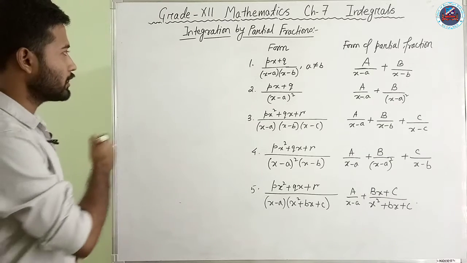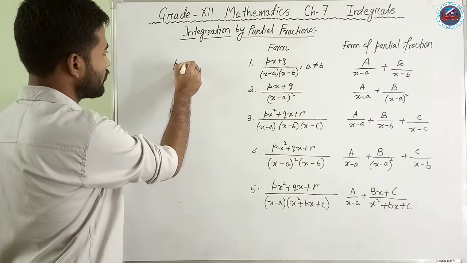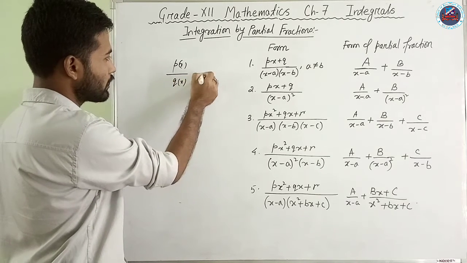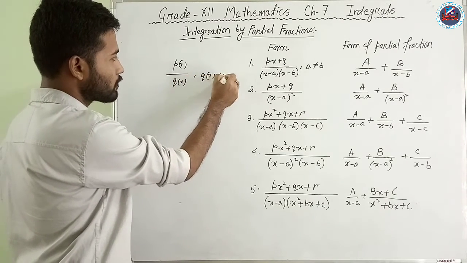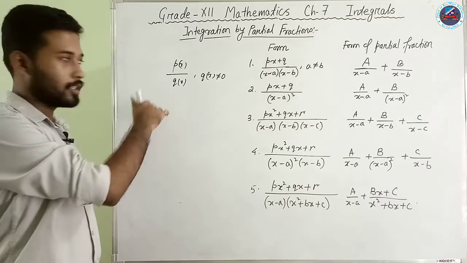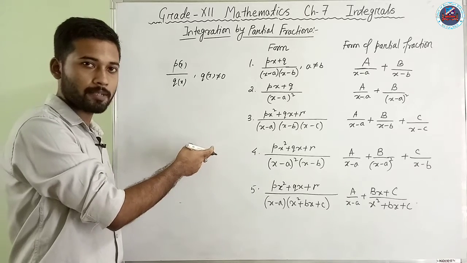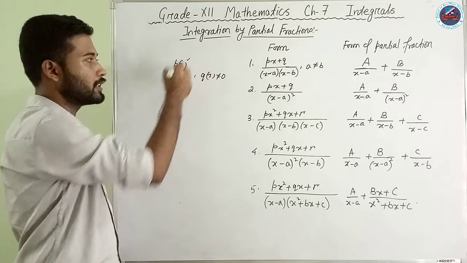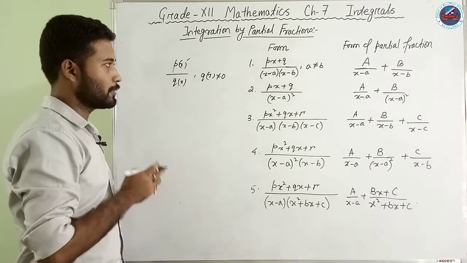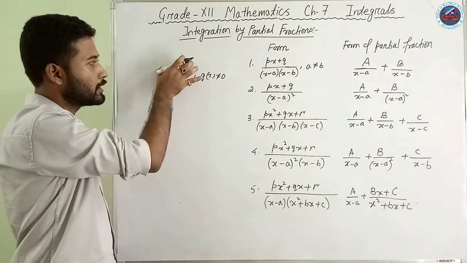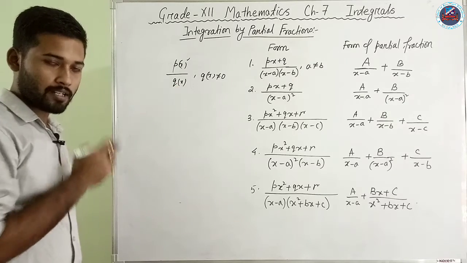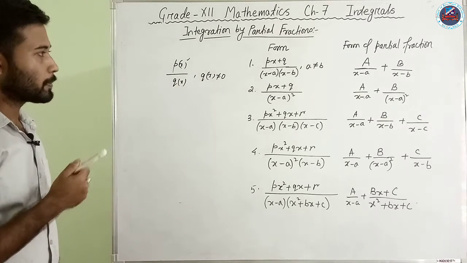Okay, so you have got in your previous classes the rational functions, that is of the form p(x) by q(x), where q(x) is not equal to 0. There are basically two types of rational functions. One is improper and another is proper. If the degree of p(x) is greater than or equal to q(x), then the function is said to be improper. If the degree of p(x) is less than q(x), then those rational functions are called proper functions.